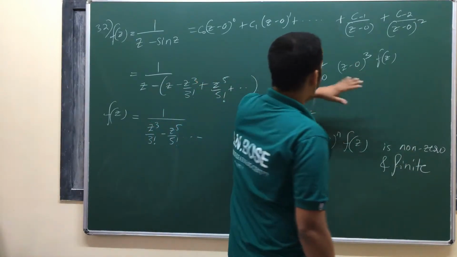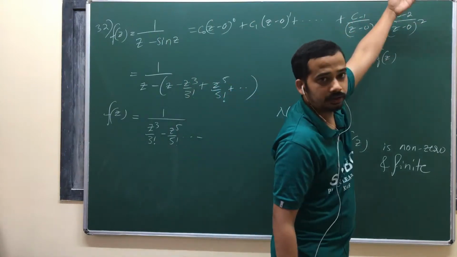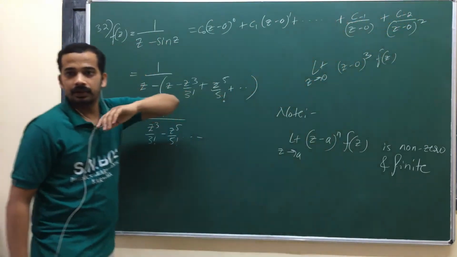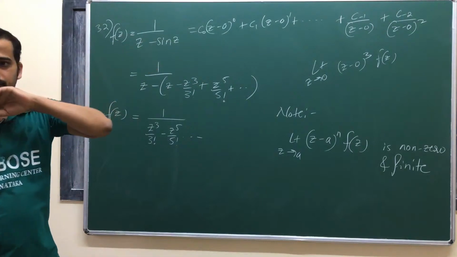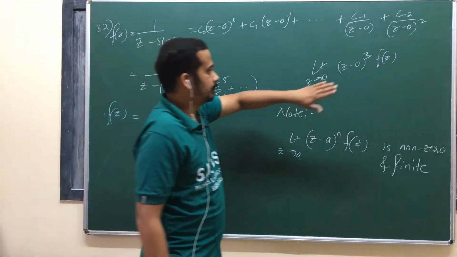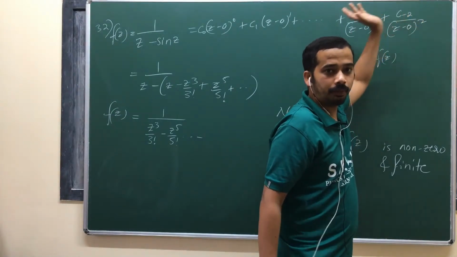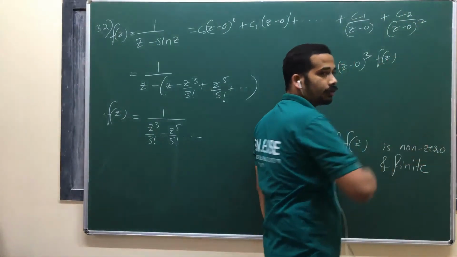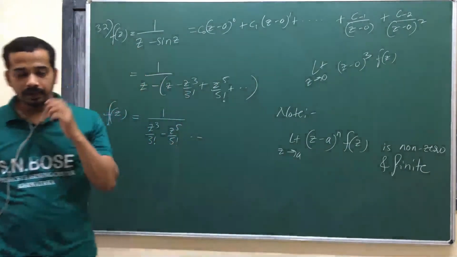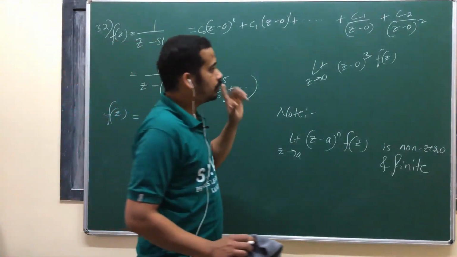You multiply by (z minus 0) whole cube. Here also a positive power comes, isn't it? As z tends to 0, everything vanishes. You have a positive power in each and every term. This will be 0. So that's why the limit should not be 0, and it should not go to infinity.